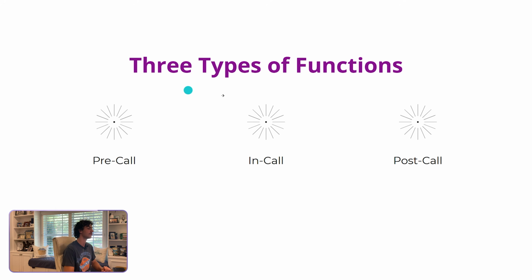There are three types of functions, at least relating to AI voice agents. There are functions that happen pre-call, during the call, and then post-call. All of these types of functions have very different use cases in which they're useful and better than other types of functions for different business use cases. So I'm going to explain that here.